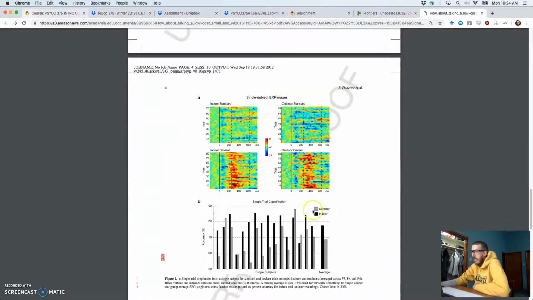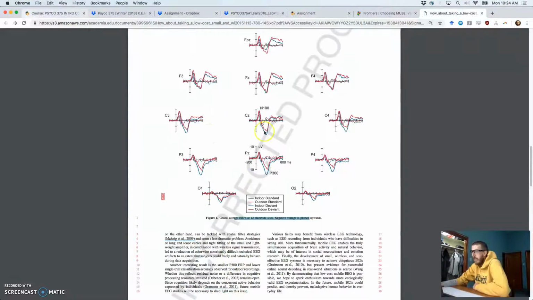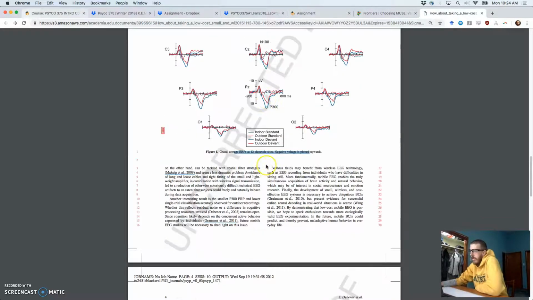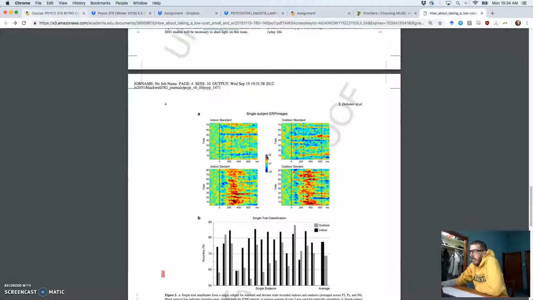The second plot here is showing those same ERPs, but single trials. So instead of averaging over all the trials for each participant, which is what's shown here, this is the grand average across all the trials and then across all the participants. So it says grand average. This is showing a single subject, and it's showing every one of their trials.